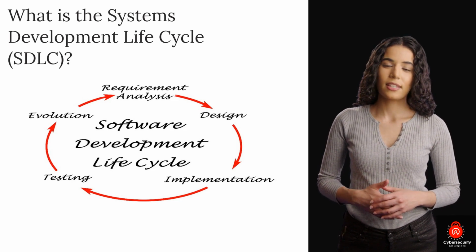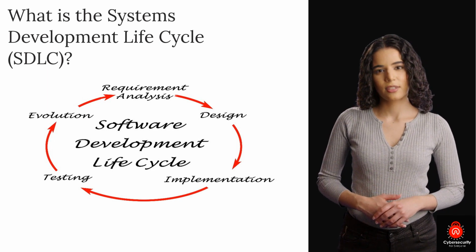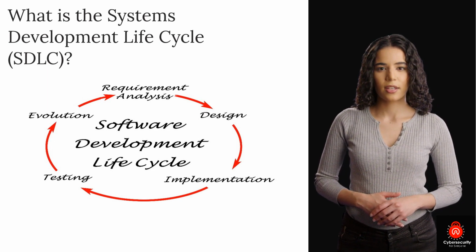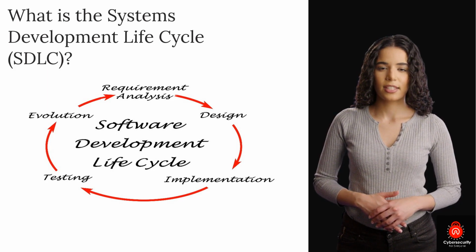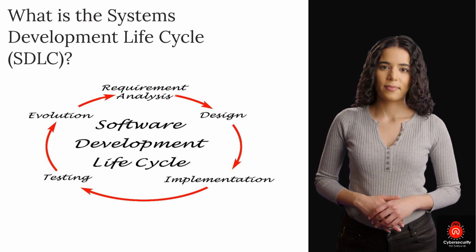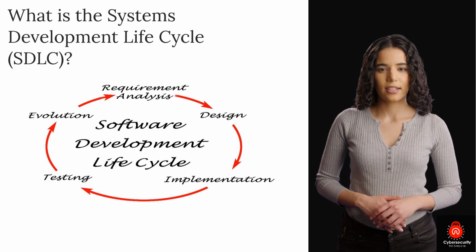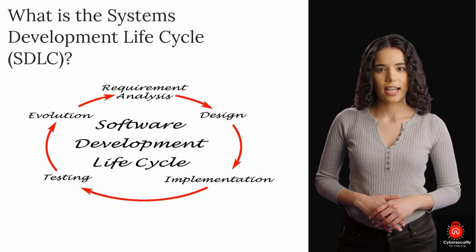There are 5 phases in the SDLC according to the National Institute of Standards and Technology, NIST. NIST is a physical sciences laboratory and a non-regulatory agency of the United States Department of Commerce. The cycle includes requirements analysis, design, implementation, testing, and evolution.